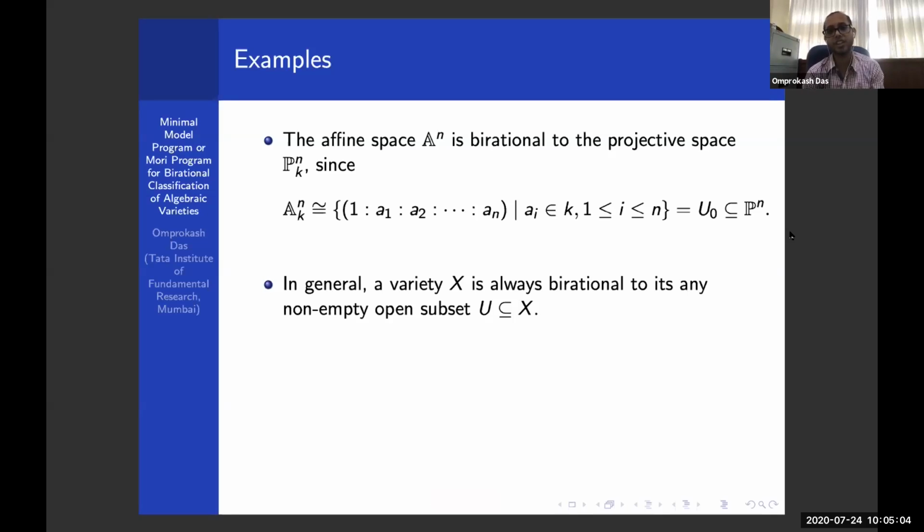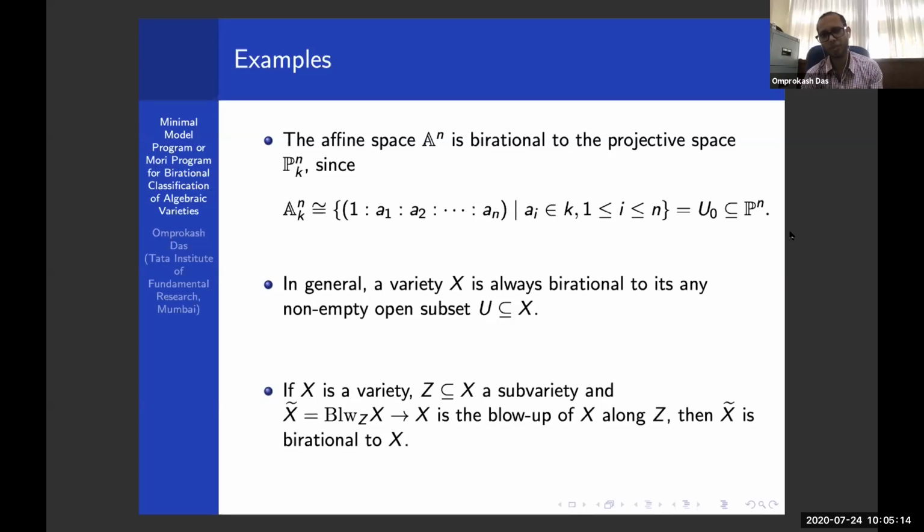Next is, in general, if I take any variety and just take a non-empty open subset, it is always birational to its non-empty open subset. Obviously, from the definition. None of these things are actually important.